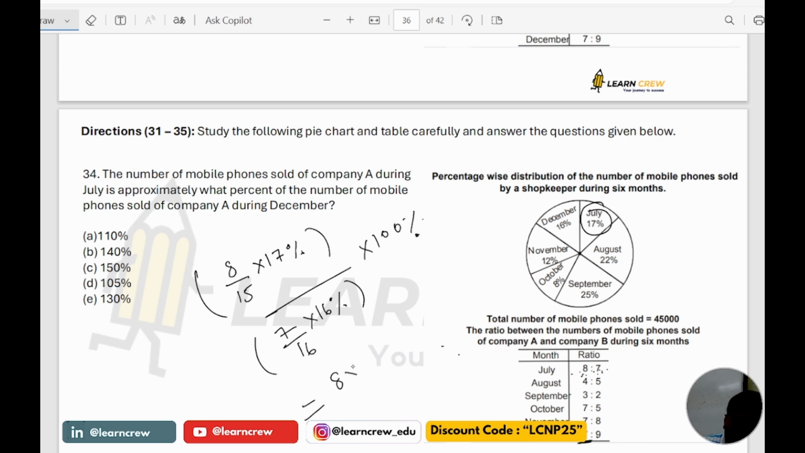So if I simplify this, see, 8 into 17 into 16 divided by 15 into 16 into 7. 16 cancel. Now this is the thing, I made a mistake. 15 sevens has to come. So 8 17s are 136, divided by 105 into 100. It is approximately 129 point something, which is approximately 130%.